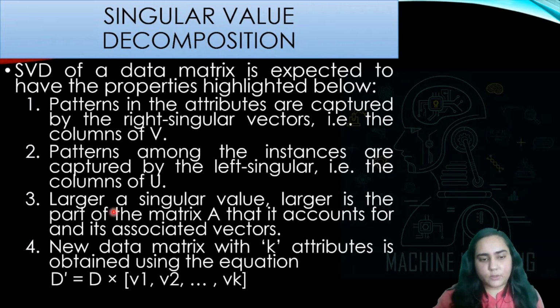D dash equals D into V1, V2, and so on up to Vk. So these are all the vectors that we calculated. And this is how you can get a new data matrix with K attributes using this equation.